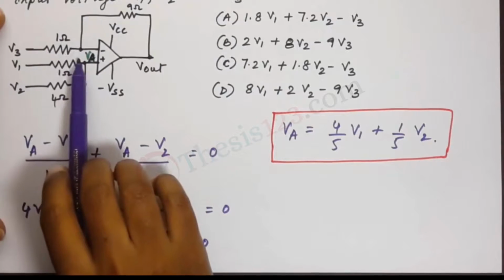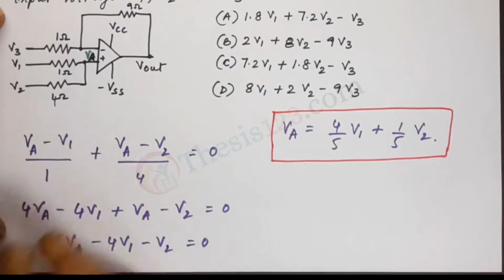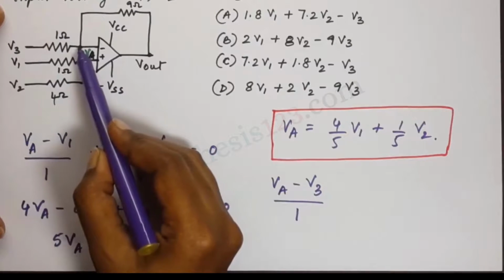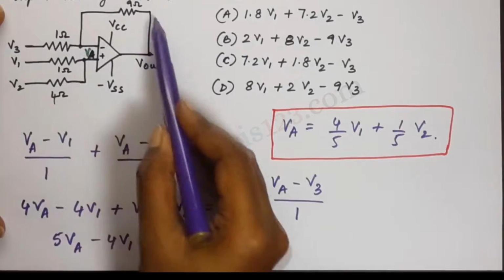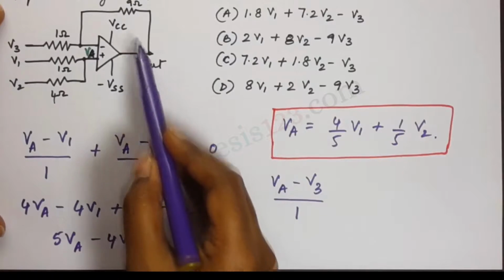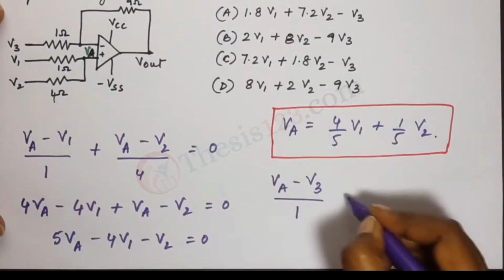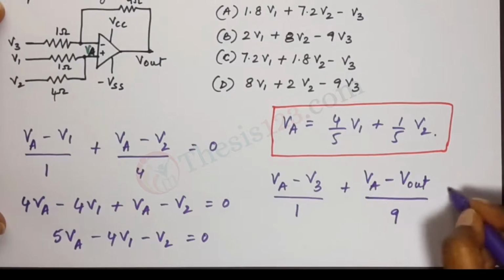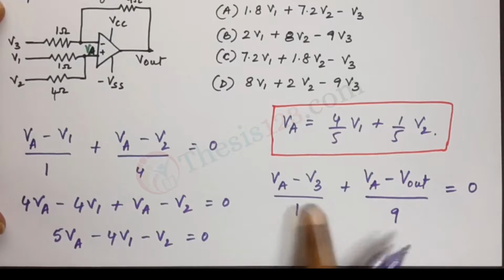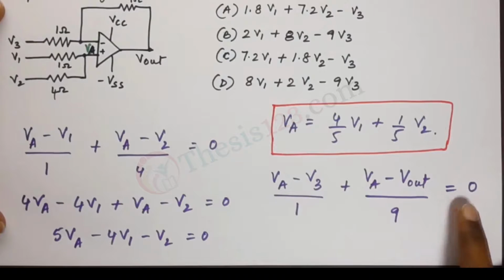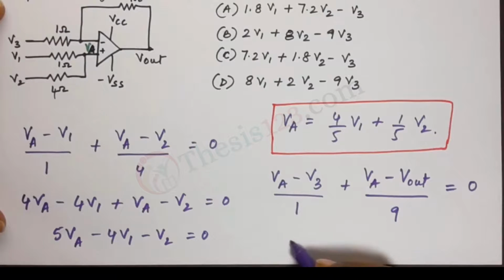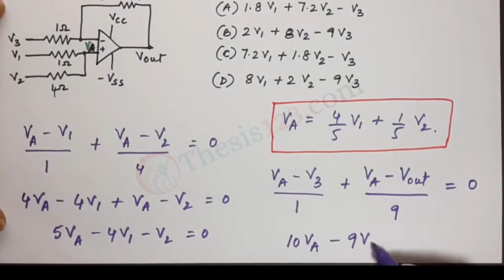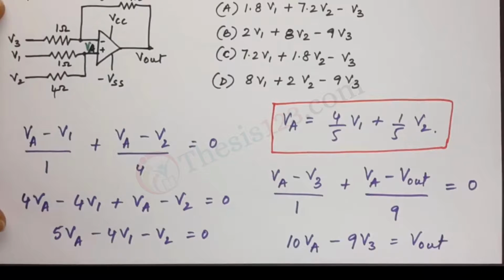So the second equation would be (VA minus V3) by 1. The next thing would be (VA minus V out) by the resistance in between, which is 9. So it's (VA minus V out) by 9 is equal to 0. If we are to cross multiply and simplify this, we will arrive at the equation 10 VA minus 9 V3 is equal to V out.